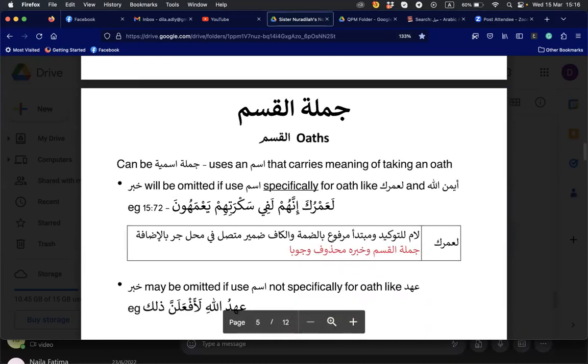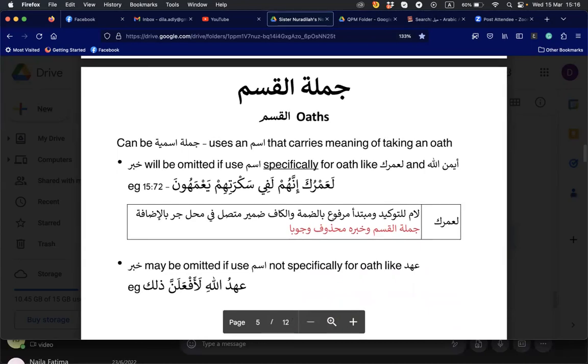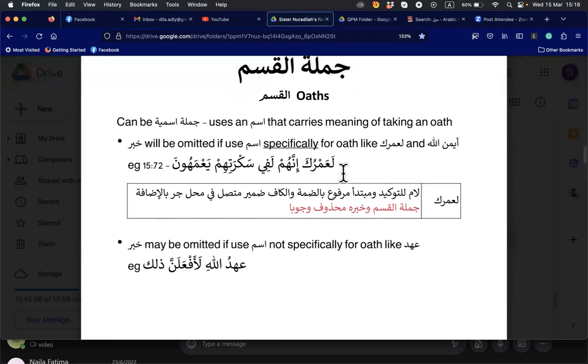Now the jumlah qasam we can also use the jumlah ismiyah. We have one in the Quran. The word we have is la amruk, by your life basically. Your here meaning Allah is taking this oath, and your here meaning the Prophet's life, by your life. Other words in the Arabic language that can be used is aiman, like in by the promise of Allah. This is also another word that is used in the Arabic language, but it's not in the Quran. So we will focus on what is in the Quran.